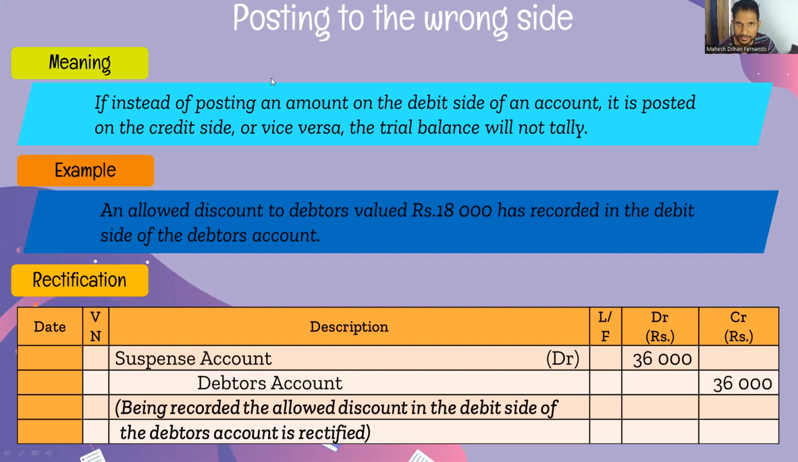Have you finished? Good. Now do you understand? This is a special characteristic of posting to the wrong side. You have to double the figure. Most of the time you have to double the figure, not all the time. Most of the time you have to read and understand. Okay, good. Let's move to the second error.